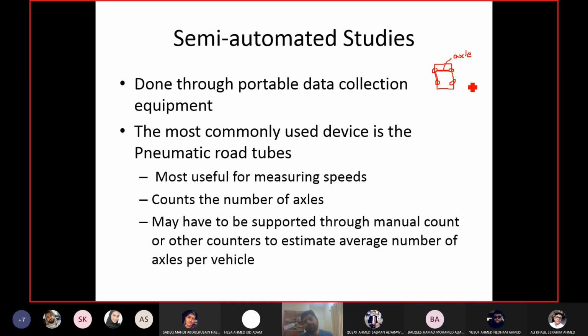Now, if you say on average I have two, that means you are considering all vehicles are passenger cars, right? All vehicles are cars, because only cars have two axles. Then that means you are saying that the heavy vehicles are not there, or the heavy vehicles are a very small proportion. You are neglecting them.